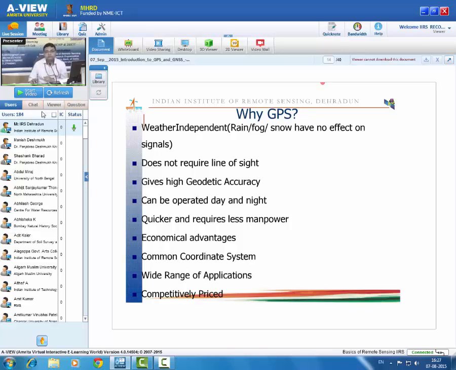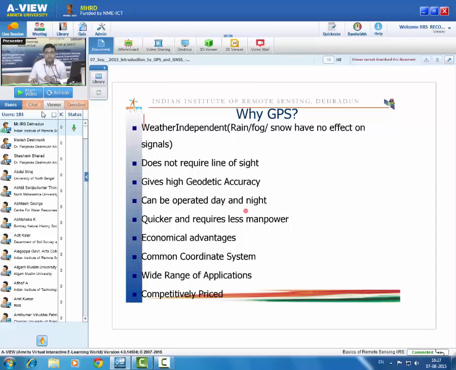Now, why are we using GPS? We are using GPS because it is weather independent. Rain, fog and snow have no effect on signals. It does not require a clear line of sight, as I have initially told. In the case of other traditional surveying equipment, we require a clear line of sight. That condition is not required in the case of GPS. It has high geodetic accuracy. That means it takes care of the curvature of the earth also while deriving the coordinates.